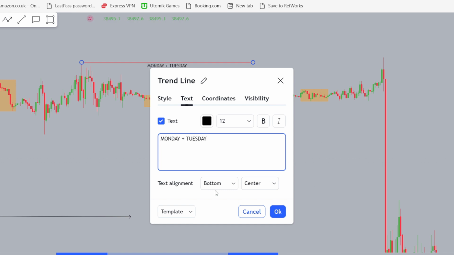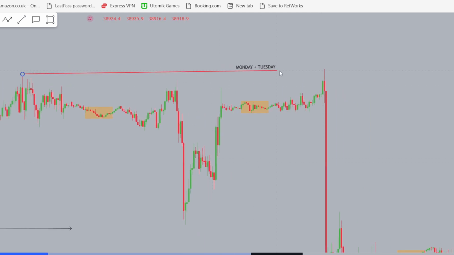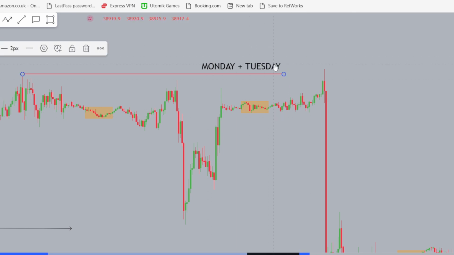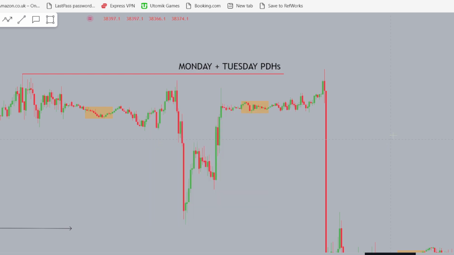Now, when it comes to understanding CPI or generally high impact news, what we're typically looking for is a sweep of liquidity before moving in the news's intended direction. So what do we mean by this? When you as a trader look at the markets, you want to understand it from a liquidity standpoint. So what we have over here is Monday plus Tuesday, the previous day highs, or PDH.